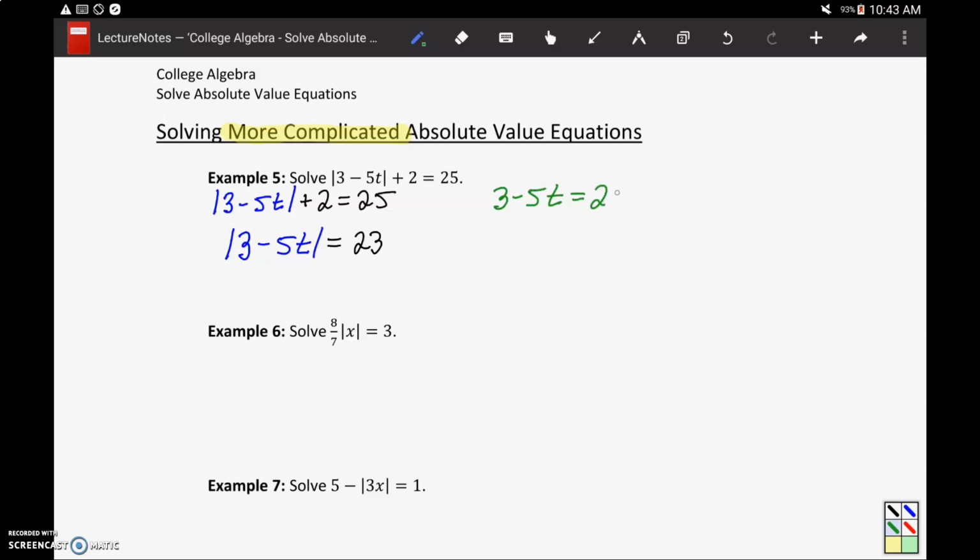Meaning we can now set this absolute value equation equal to both 23 and negative 23, and in both instances drop those absolute value bars. Solving those two equations, we can subtract 3 from both sides to give us negative 5t is equal to 20, and then dividing by negative 5 will give us negative 4 as one of our solutions. In our second equation, we'll use the same two steps, but subtracting 3 to the other side will give us negative 26, and then dividing by negative 5 will give us negative 26 over negative 5, or positive 26 over 5.